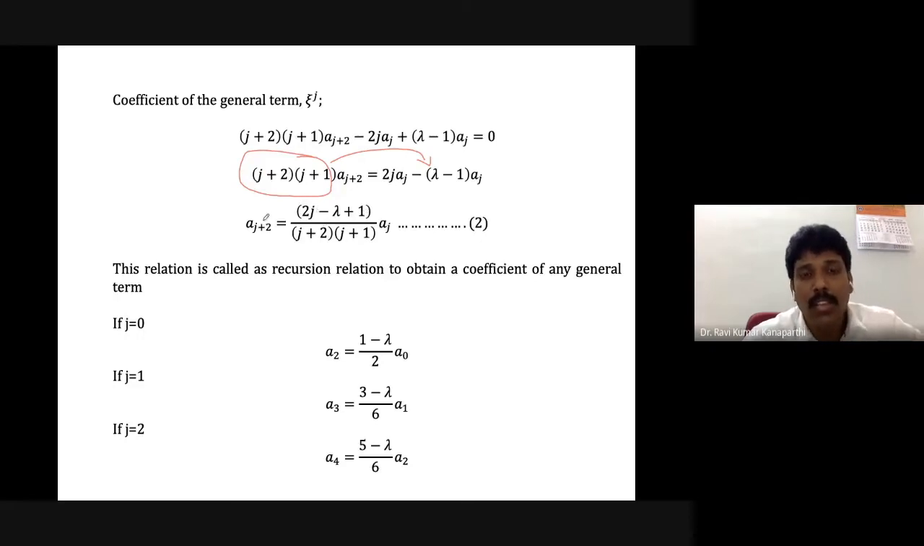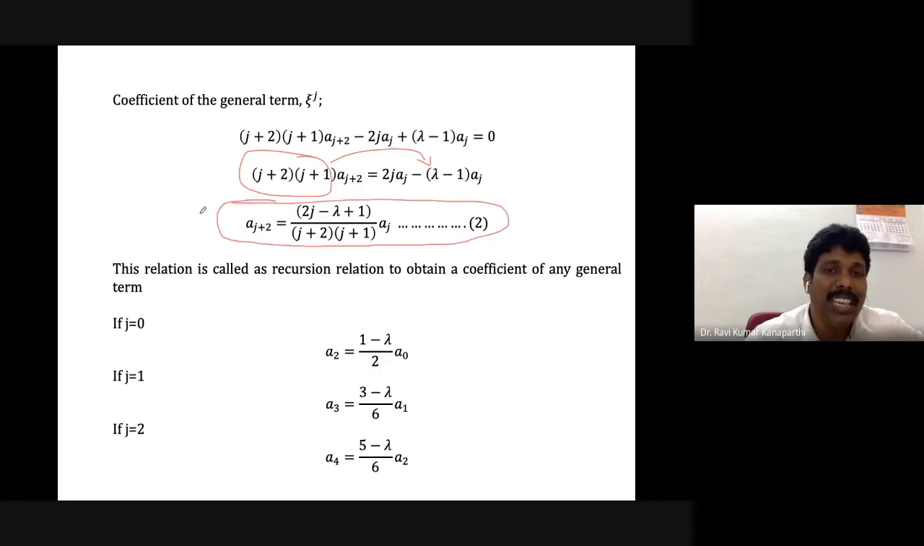So essentially you are going to get a relation. What is the relation? a_{j+2} is equal to (2j−λ+1) divided by (j+1)(j+2), multiplied by a_j. You can note down this particular expression. What is this expression actually? To me, this expression is very interesting.